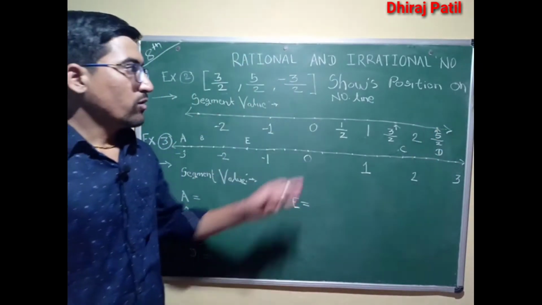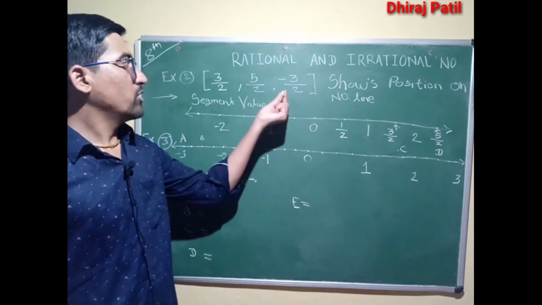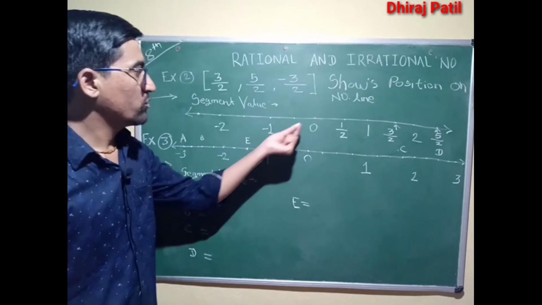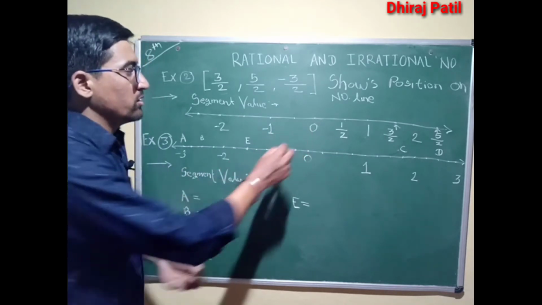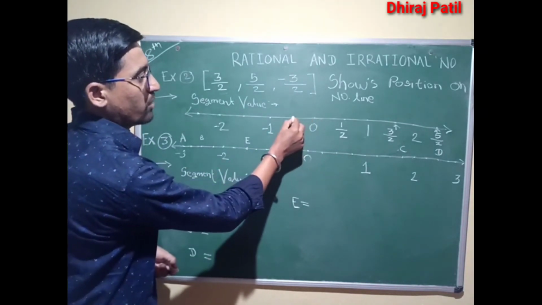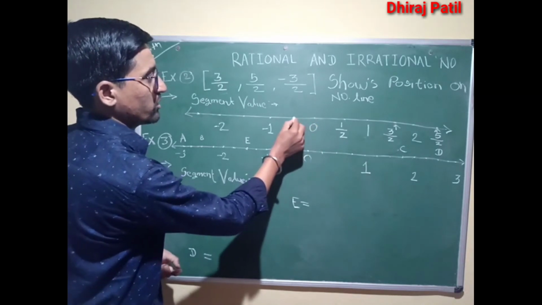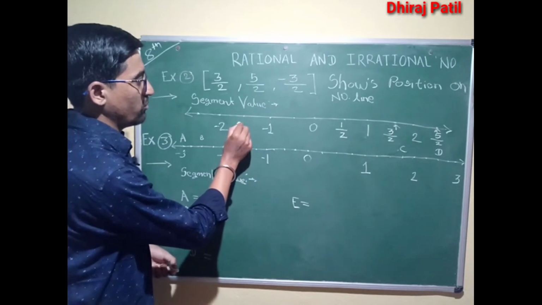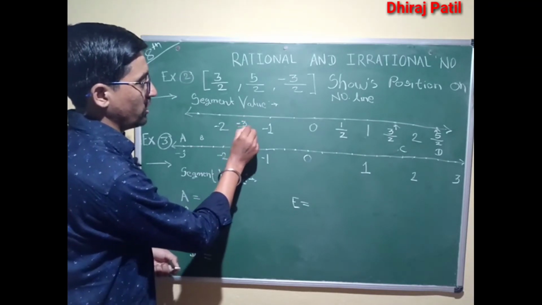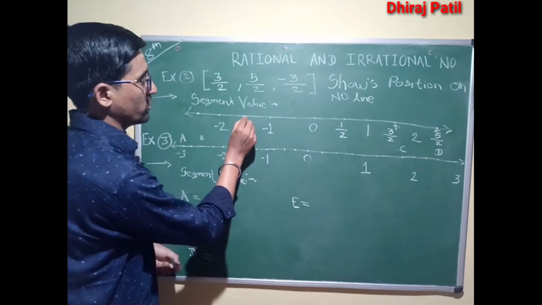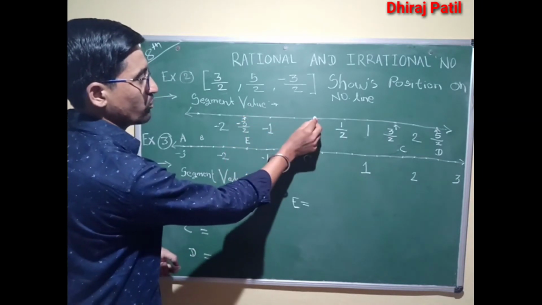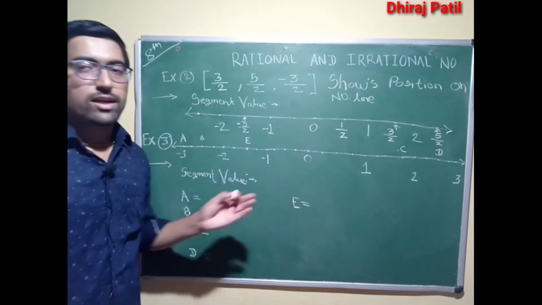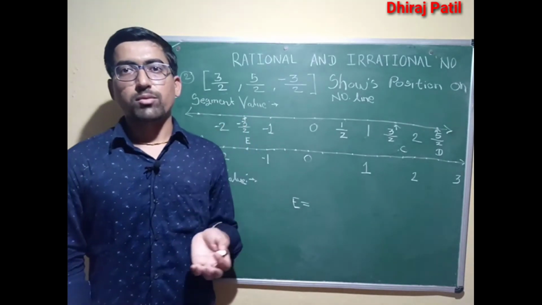So friends, this is our positive side, and the third one is minus 3 by 2. Our left side is the negative side, so I have to take the same. This segment is 1/2, meaning one segment, second one and third one. So this is our minus 3 by 2. The position of minus 3 by 2 is here, from 0: 1, 2 and 3. So same like that we have to solve other types of examples.